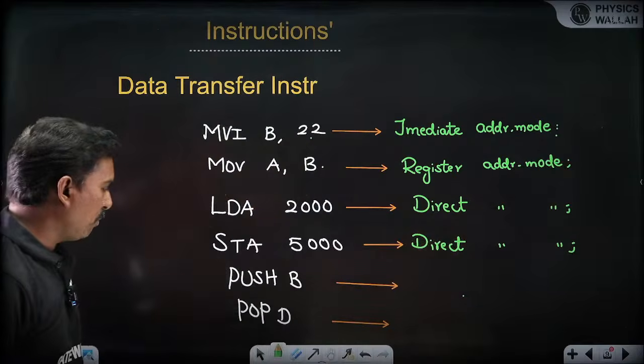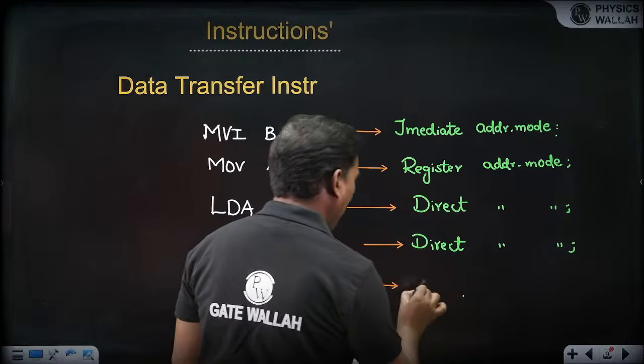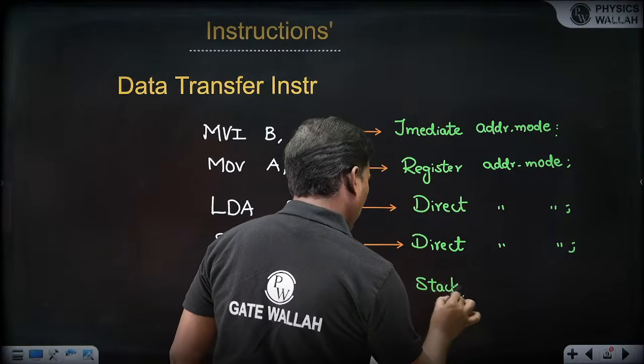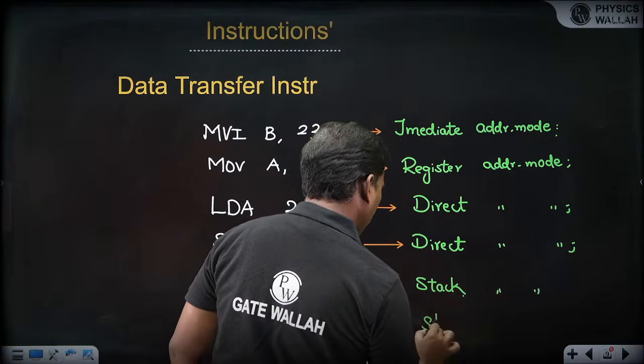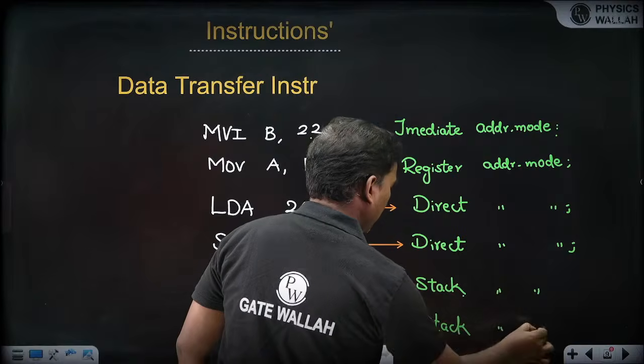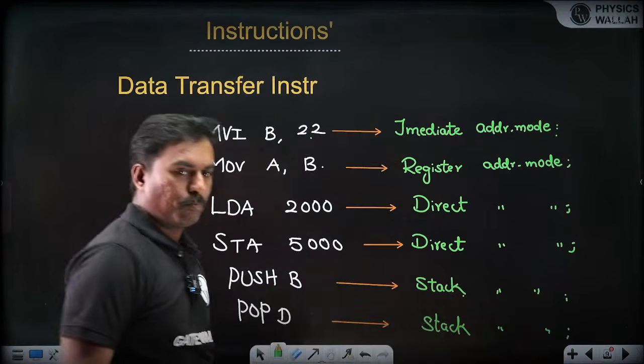Next, PUSH B and POP D, these are also stack addressing modes. We can call these stack addressing mode. They are working on the stack. These are the different types of addressing modes.